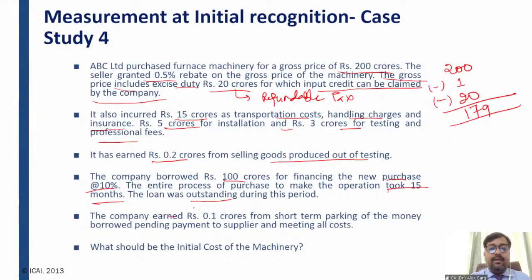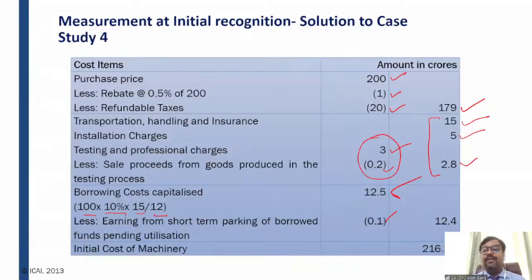The company earned rupees 0.1 crores from short-term parking of the money borrowed pending payment to supplier and meeting all costs. Out of this 100 crores, because 100 crores has not been spent on day one, the company has invested the money into a short-term fixed deposit and earned 10 lakh rupees, 0.1 crores. Of course, this 0.1 crore needs to be deducted from the cost of the borrowing. So 12.4 crore is my cost of asset.